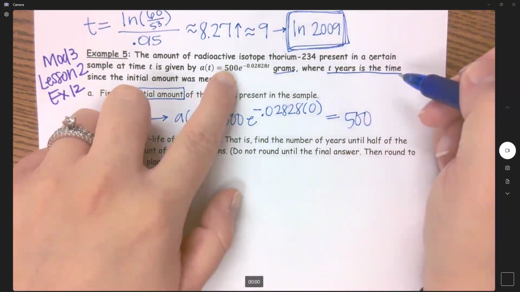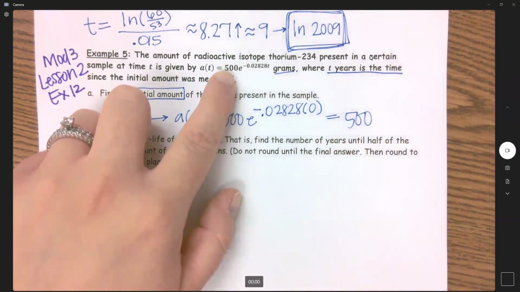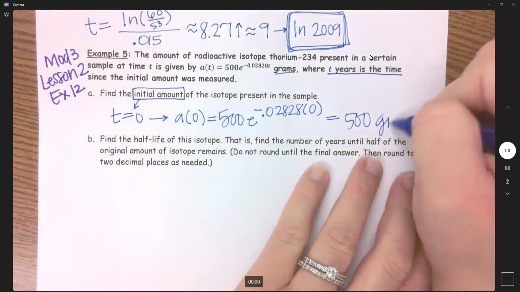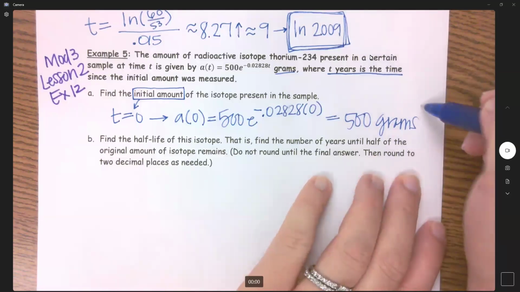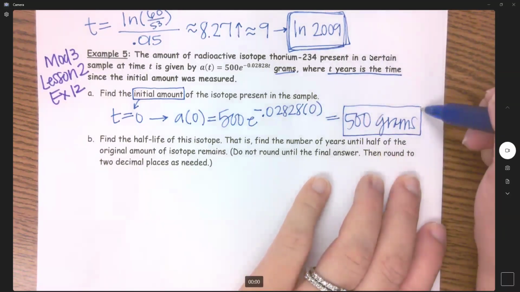So that initial amount is always that number in front of e right there. So we started off with 500 grams.